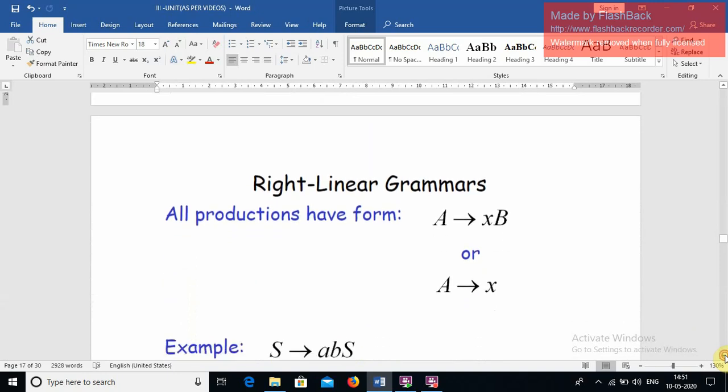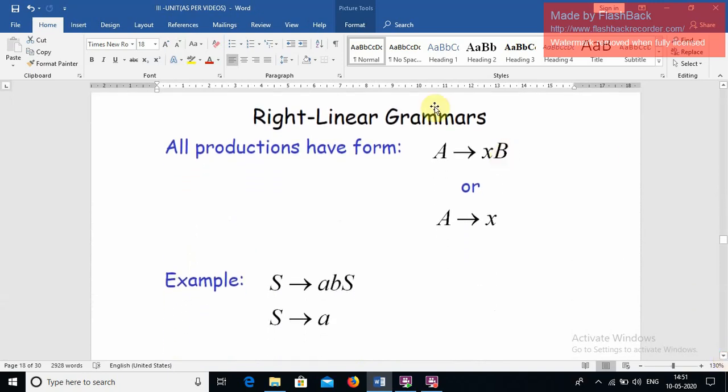The linear grammar is classified into two types. One is the right linear grammar, the second one is the left linear grammar. In the right linear grammar, the production rules have the form A to XB. If you observe this, A is a non-terminal on the LHS, X is a terminal on the RHS, and B is a non-terminal on the RHS. So if the non-terminal present in the RHS is at the right side, then that is said to be right linear grammar.